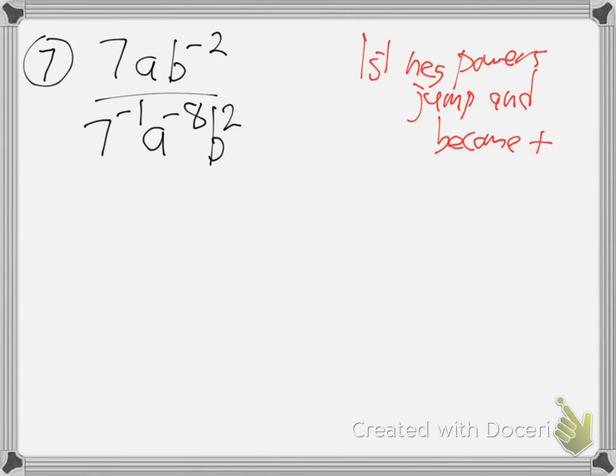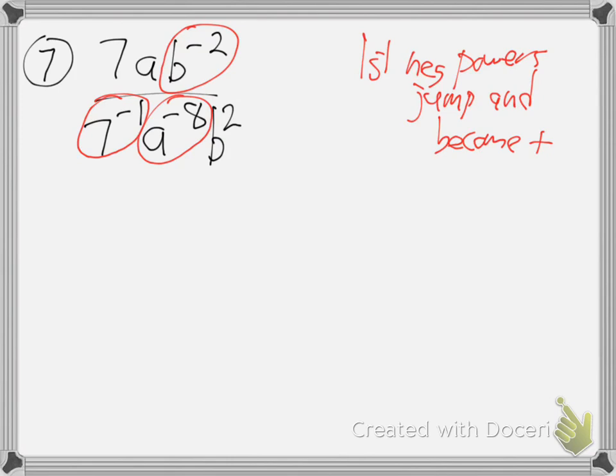Let's go through and circle all the ones that are unhappy campers. This guy, right? He's got a negative power on him. He's like, I'm unhappy here, get me to the other side. This guy, he's got a negative power on him. Get me to the other side. Now on the top, it's only the b to the minus 2. It's not the 7 or the a up there. They're happy. Everybody see that? Everybody see who's unhappy, who has negative powers on them? Those are the ones that are going to jump. Everybody else is going to stay right where they're at.